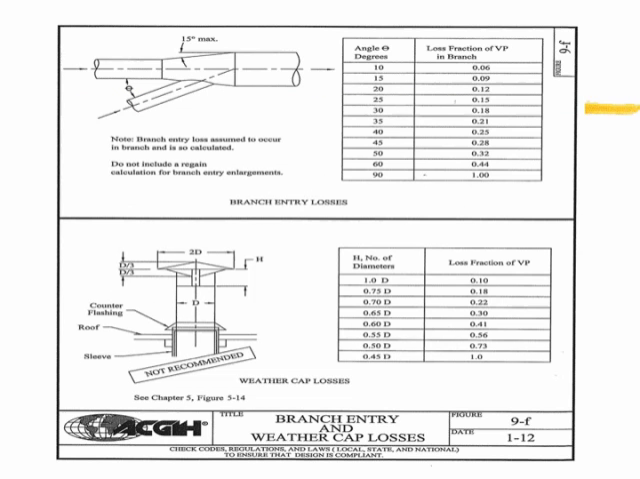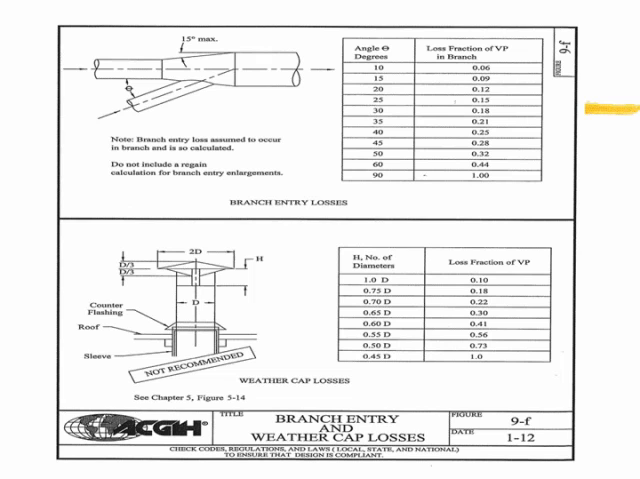We also can experience losses by having branch entries into our system. So here at the top we see a section of ductwork, and then we have a branch entry coming in at the bottom of that ductwork. And based on the angle of our branch entry, we have a loss associated with doing that. So notice if we were to have a 90-degree branch entry, we have a tremendous loss associated with it compared to the others. And that makes sense. If we had two airstreams coming in perpendicular to one another, we would expect a lot of turbulence, and that wouldn't be a real efficient design.